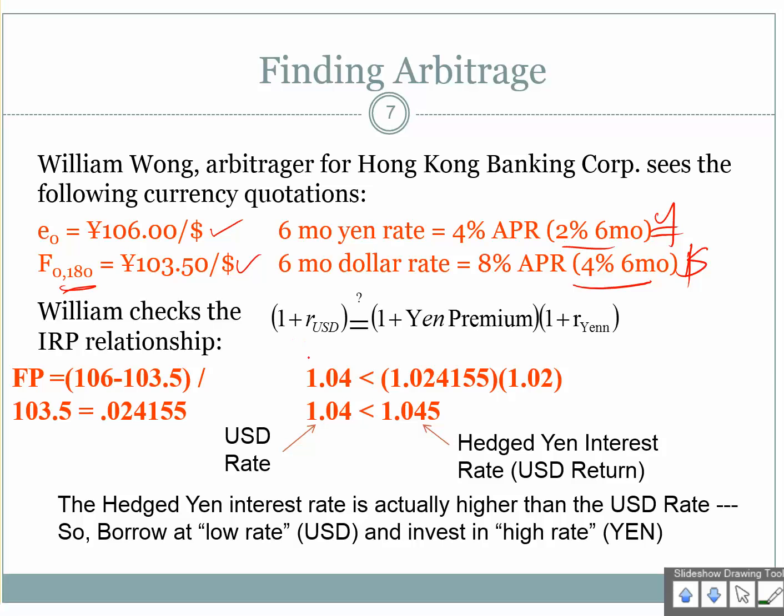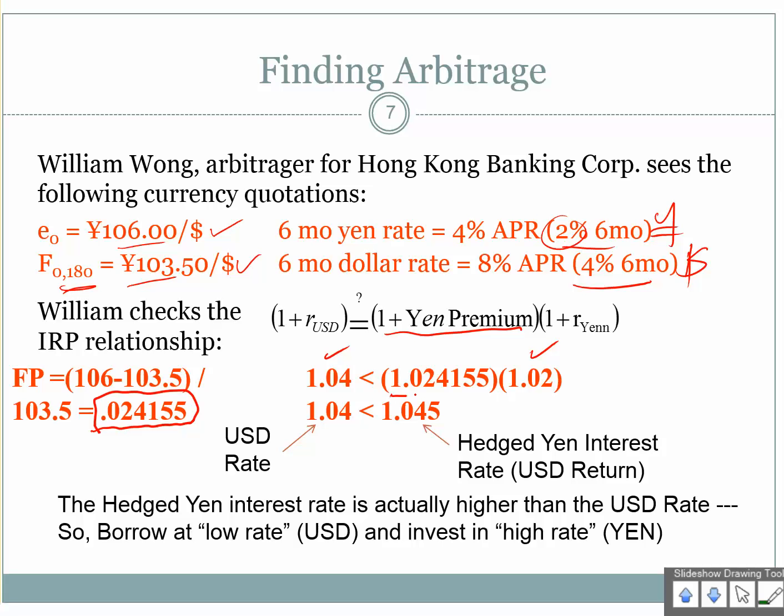So William checks the equation. 1 plus the U.S. interest rate, 4%. 1 plus the foreign interest rate, 2%. The yen's forward premium: if I look at the yen, the spot price is 106, the forward price is 103. This is an indirect quote, so the forward premium is the spot minus forward over forward for an indirect quote. So the yen forward premium is 2.4%, and the yen is expected to appreciate by 2.4% and is already selling at a forward premium of that.